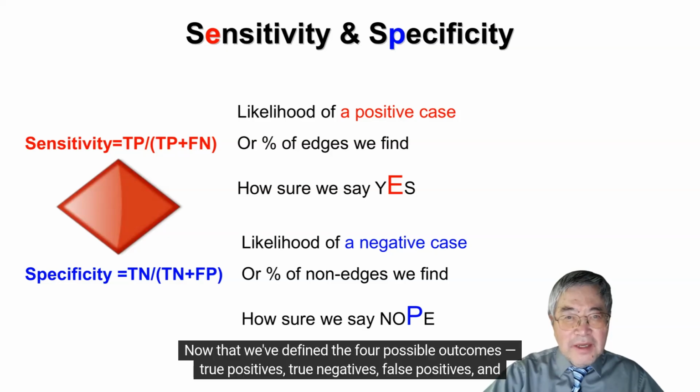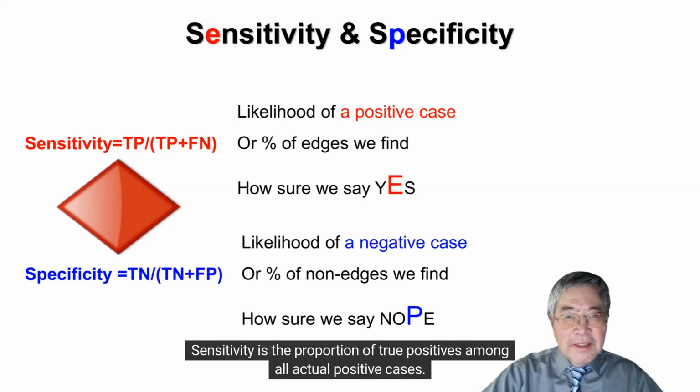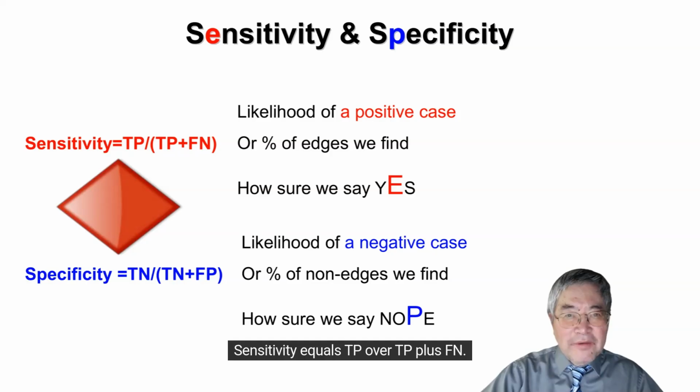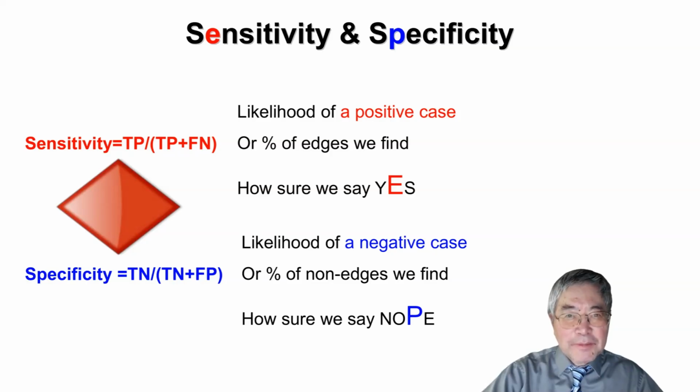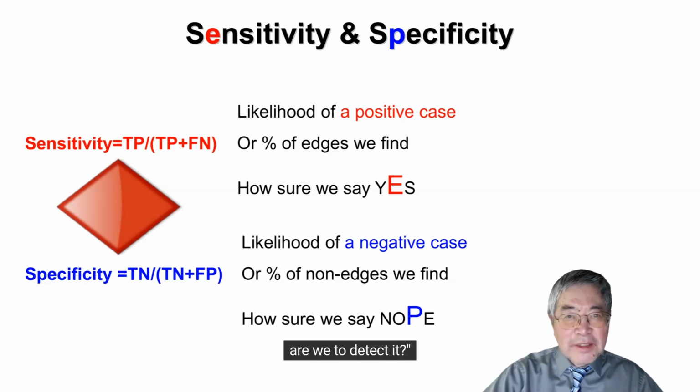Now that we've defined the four possible outcomes, true positives, true negatives, false positives, and false negatives, we can formally define sensitivity and specificity. Sensitivity is the proportion of true positives among all actual positive cases. In formula form, it is sensitivity equals TP over TP plus FN. In other words, sensitivity answers the question, if the patient really has the disease, how likely are we to detect it?